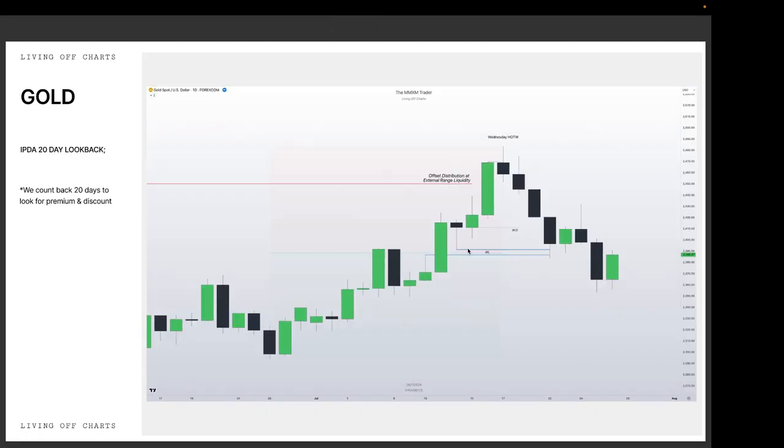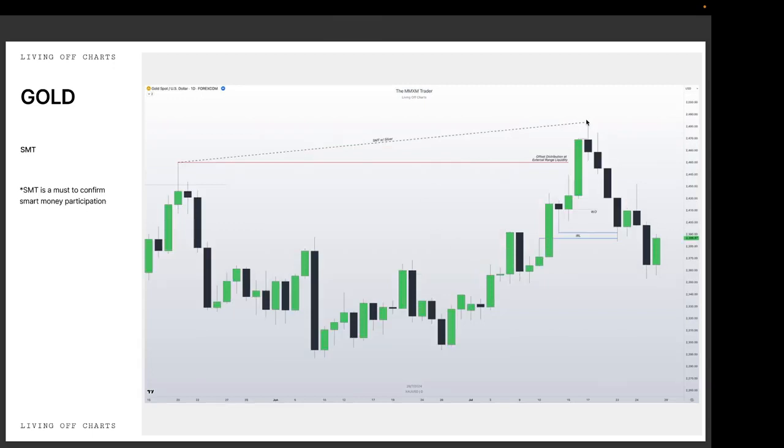What we're going to do next is we're going to map the previous, count back 20 days from the previous day. So if you look at this day here is the day we're looking to trade, we're going to count back 20 days. 1, 2, 3, 4, 5, 6, 7, 8, 9, 10, 11, 12, 13, 14, 15, 16, 17, 18, 19, 20. So in the past 20 days, starting from the day before your trading day, what is the lowest low and the highest high? If you're shorting, you want to be shorting in premium of that range. If you're bullish, you'd want to be buying in the discount of that range.